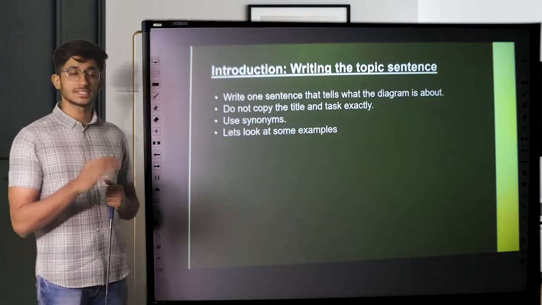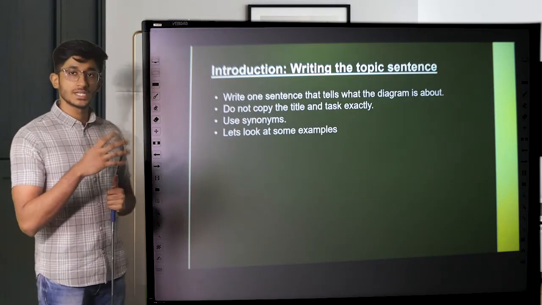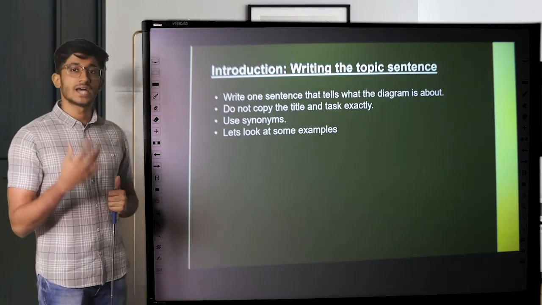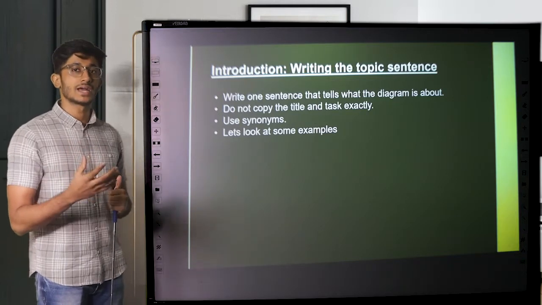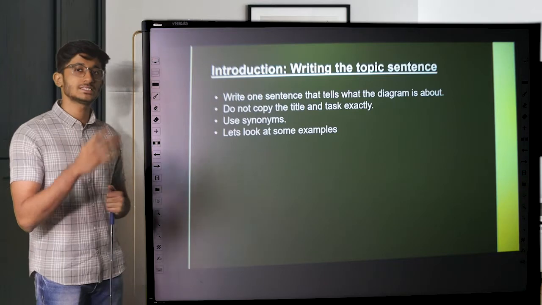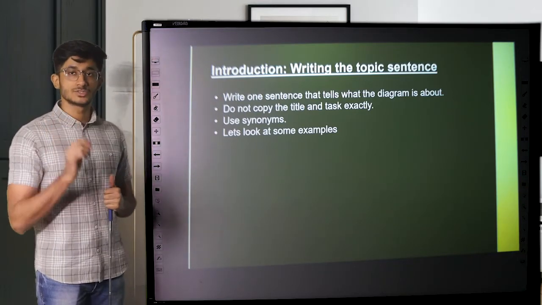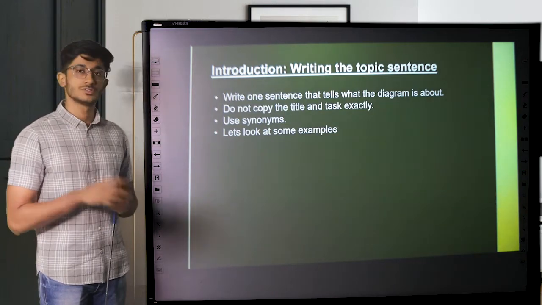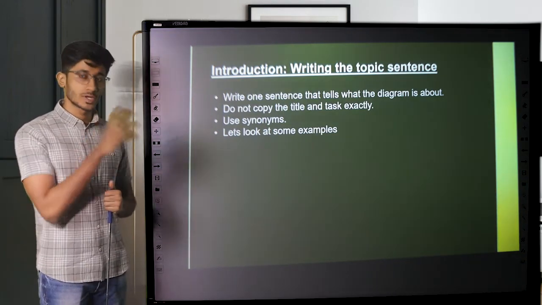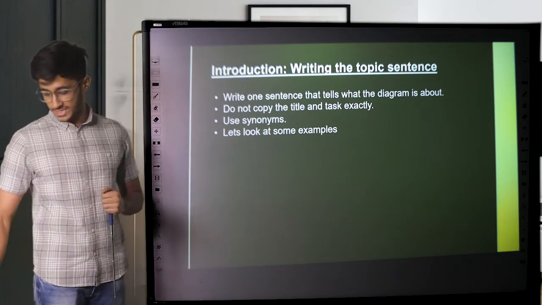The topic sentence is the first sentence of the introduction. It's going to be a sentence that tells what the diagram is about, what typically the diagram is showing. And you should avoid copying direct sentences or phrases from the title of the diagram or from the task instruction of the diagram. You should use synonyms, and we're going to show you a couple of examples of how you should write a topic sentence.